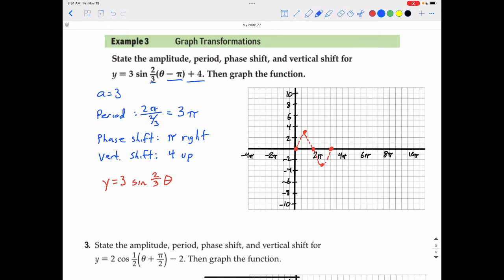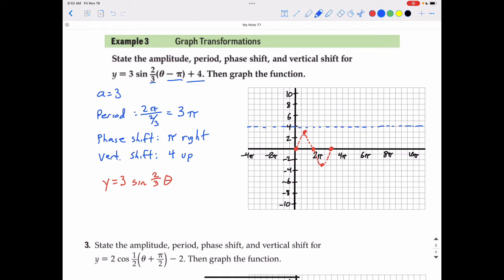But now we're going to shift that, so I'll do that in blue. And the shift is pi units to the right and 4 units up. Well, I'm going to draw the midline at 4 units up to help us graph this. So that is not an asymptote. That dotted line is not an asymptote. It is the midline.